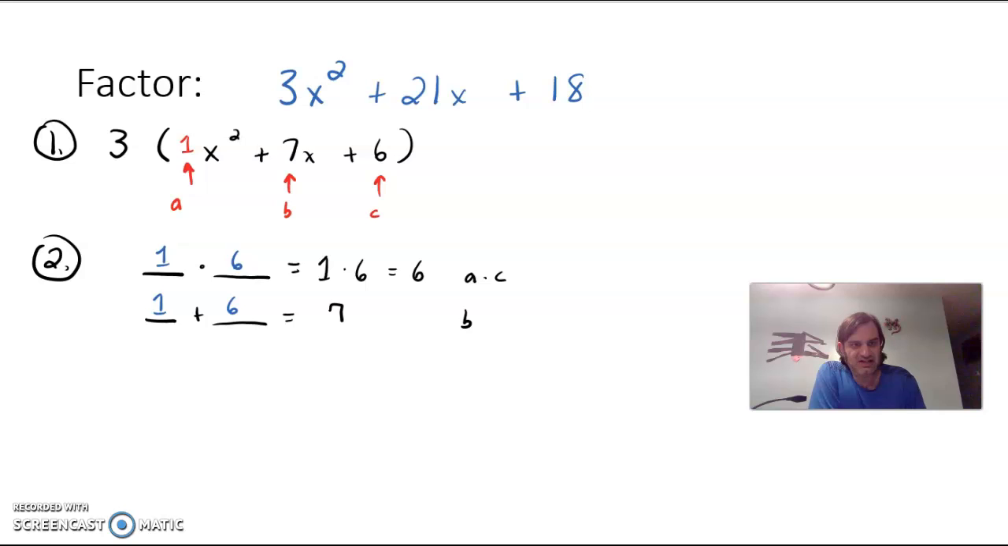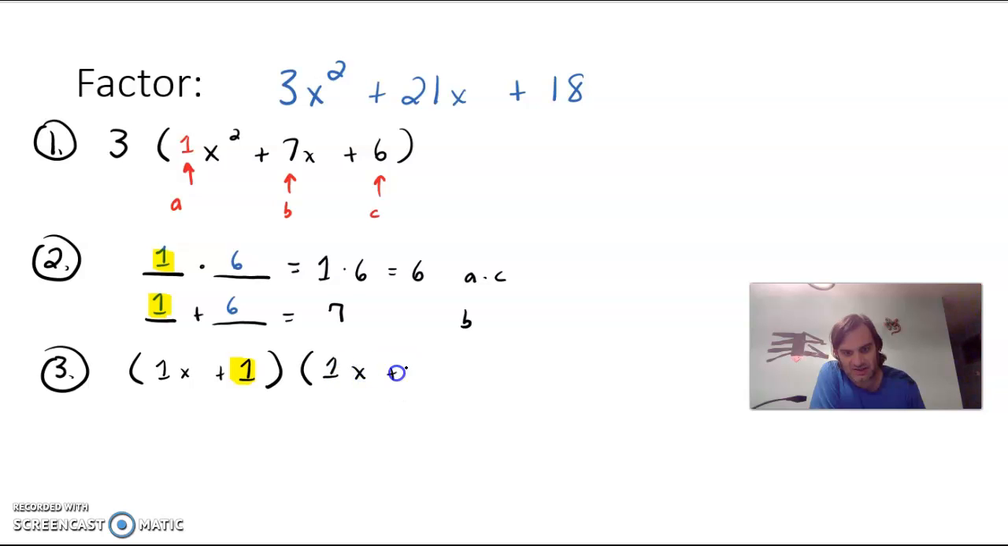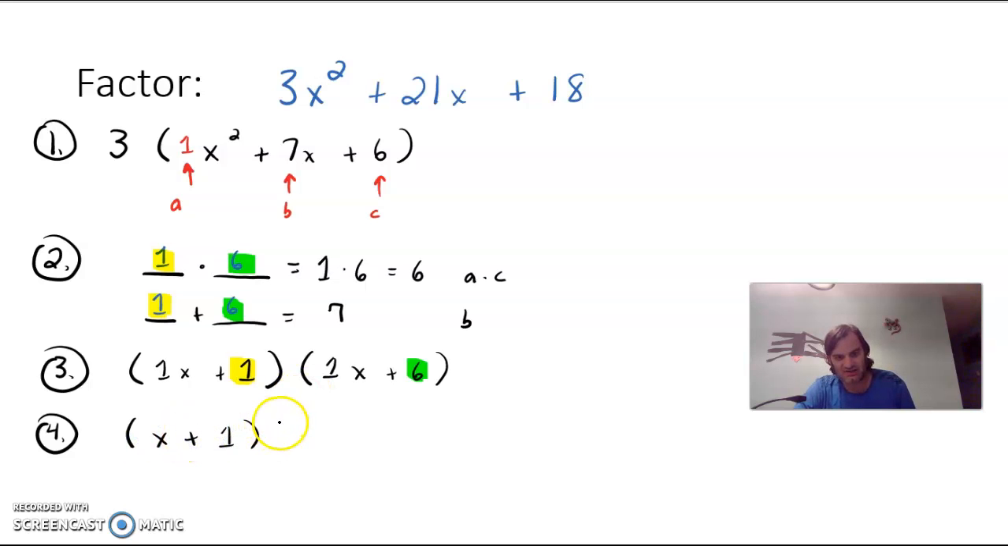But then we're going to come back, and in step 3, we're going to write 1x plus 1. That's the first number. And then that'll be times 1x plus 6, and that's the second number. Okay. Now in step 4, we said if the a was not 1, we would pull something out and throw it away. Well, there's nothing to throw out here, but we would just go ahead and write down what we got, and we'll leave the 1 out. So we got x plus 1 times x plus 6.